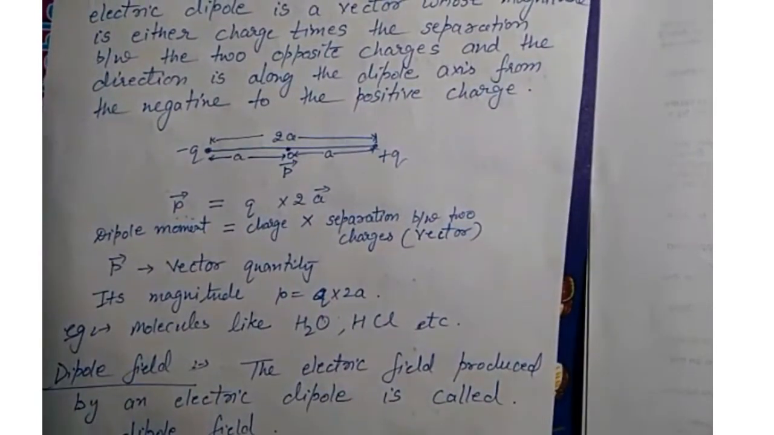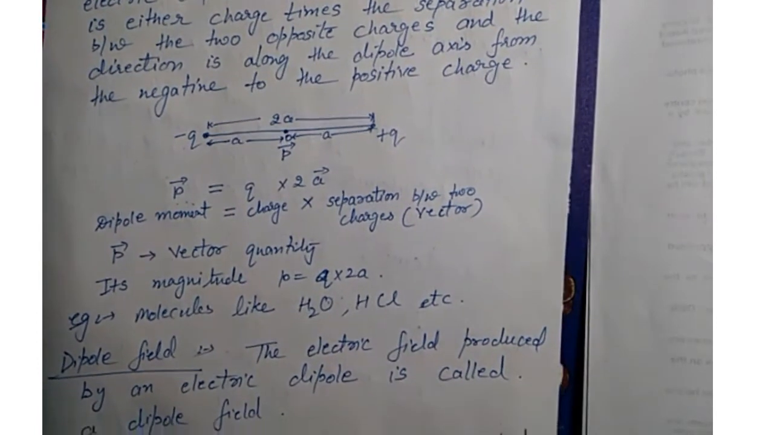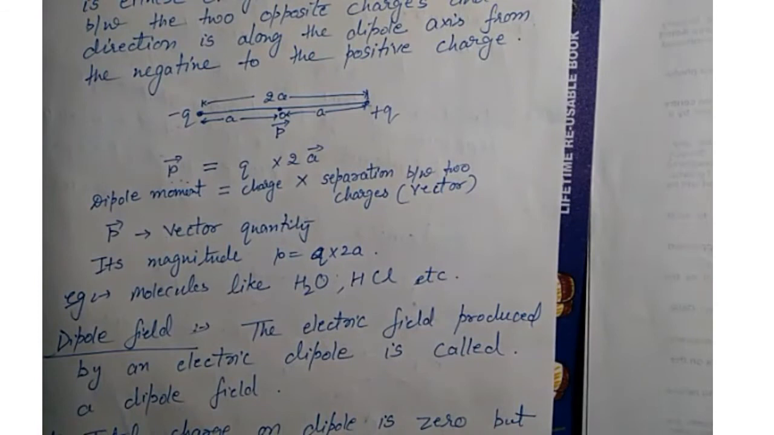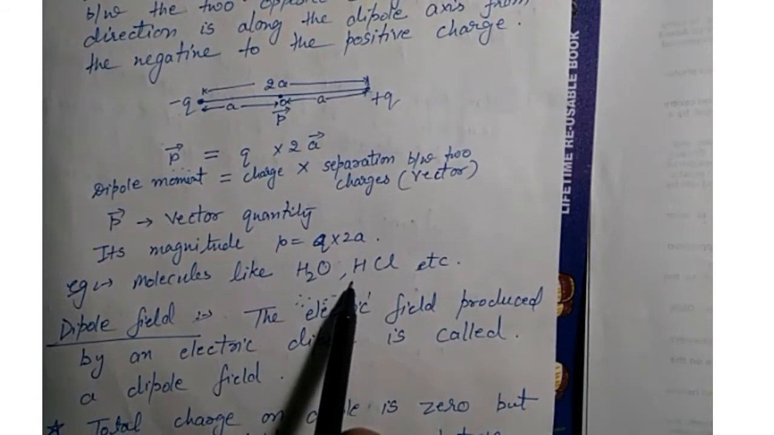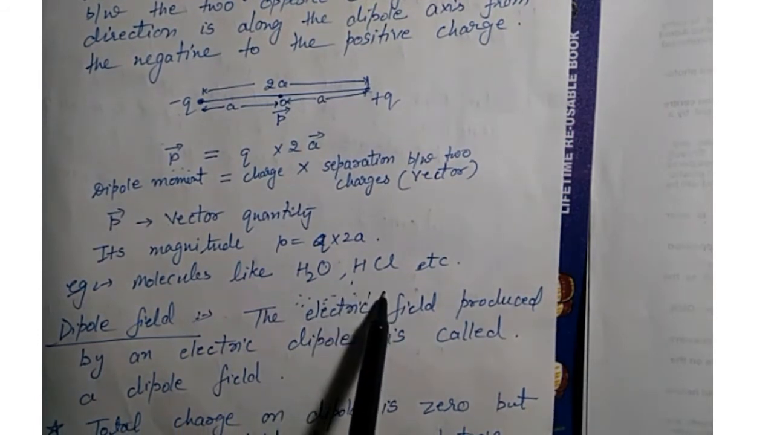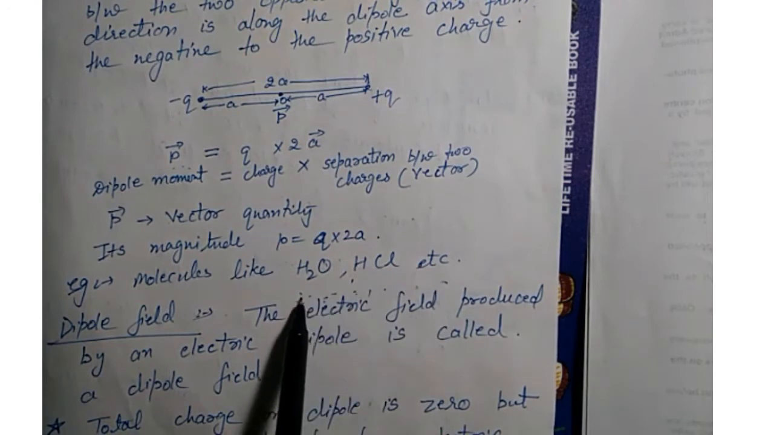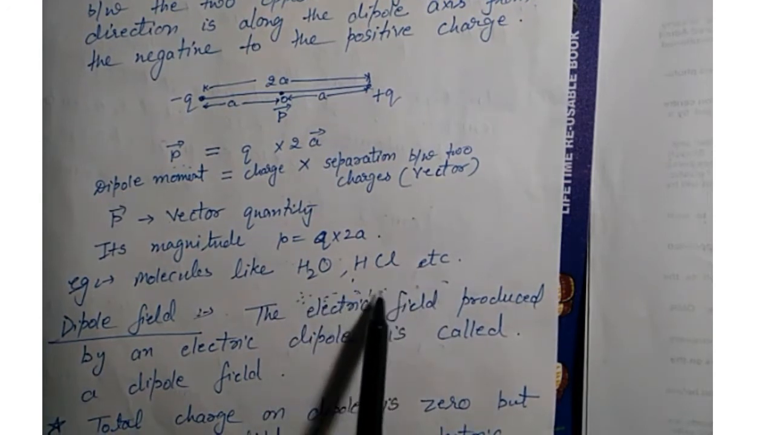Now this electric dipole concept is already present in our nature, that is, if we consider the hydrogen molecule, they exist in dipole. One is positive, another one is negative. Similarly, for HCl molecule, the hydrogen is positive and the chlorine is negative. Hence, they exist in dipole.